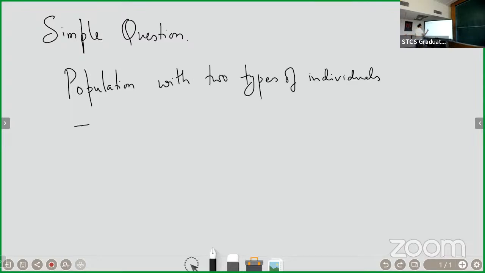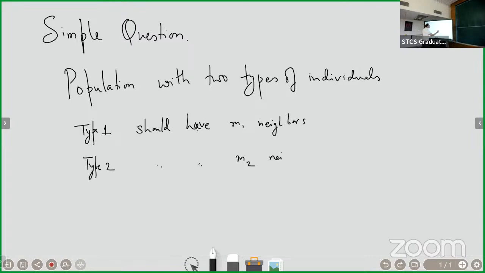So type 1 will have M1 neighbors, and type 2 will have M2 neighbors. Is there a way to create a graph where you can satisfy this property? Very simple problem.